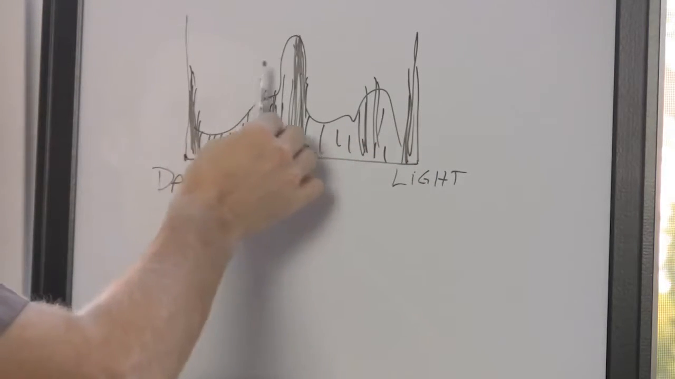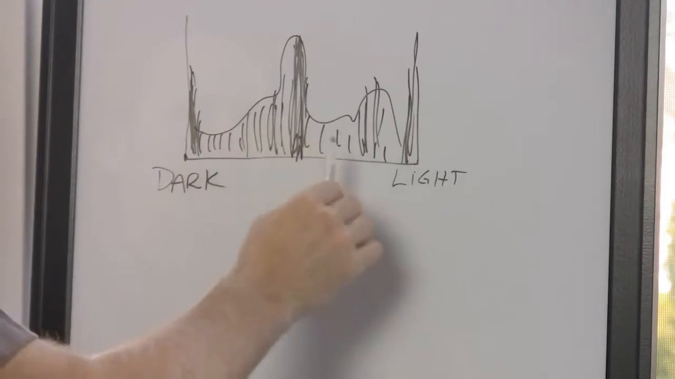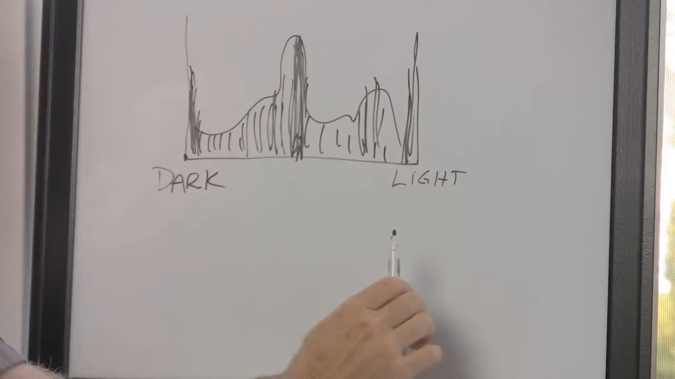Now, some cameras will actually split that into the different colors, RGB, so you can have a separate curve for each color.